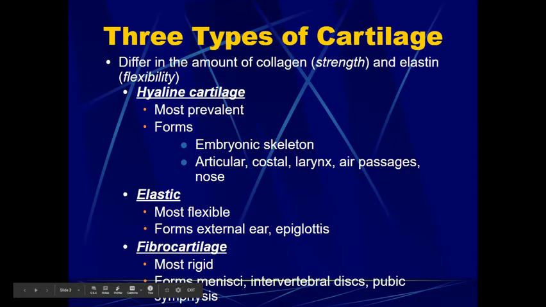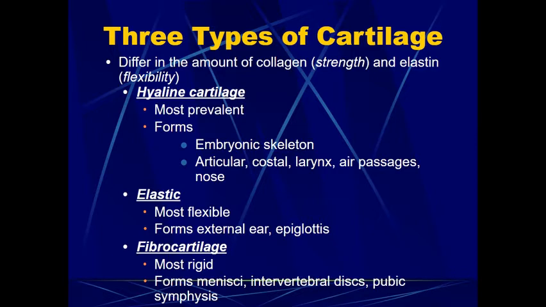There's three different kinds of cartilage that we find in the body. They have a different amount of collagen and elastin in them. The more collagen the cartilage has, the stronger it is. The more elastin it has, the more flexible it is. So hyaline cartilage is the most prevalent. We have more hyaline cartilage than the other types in the body.